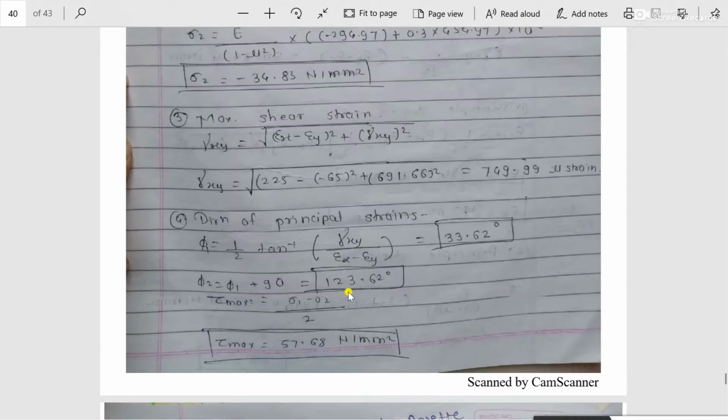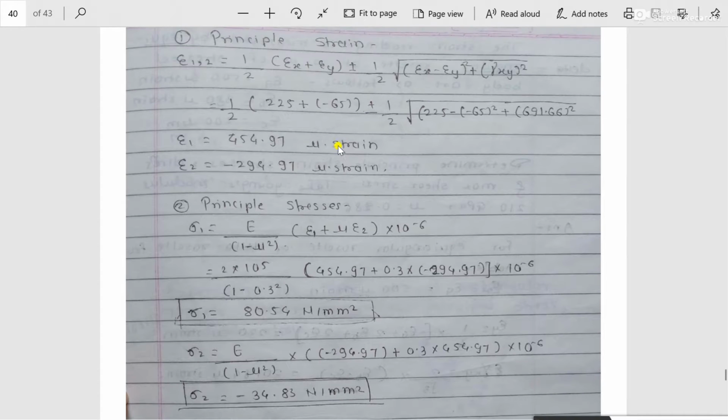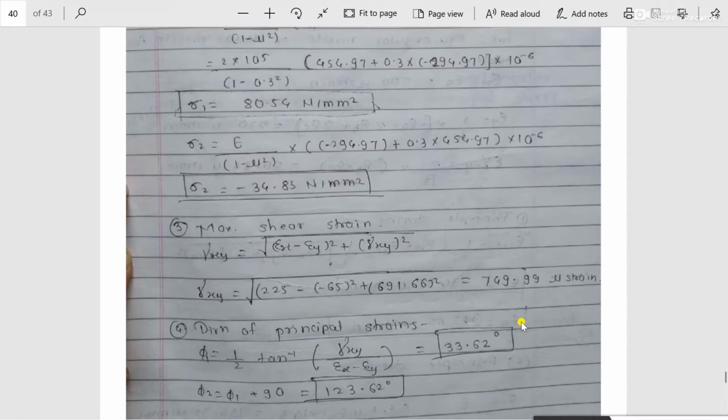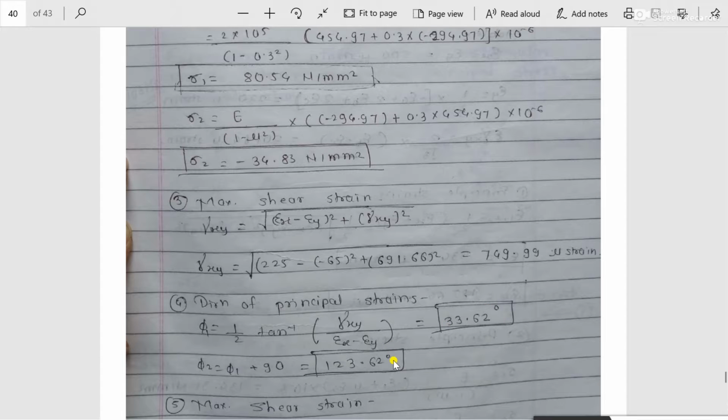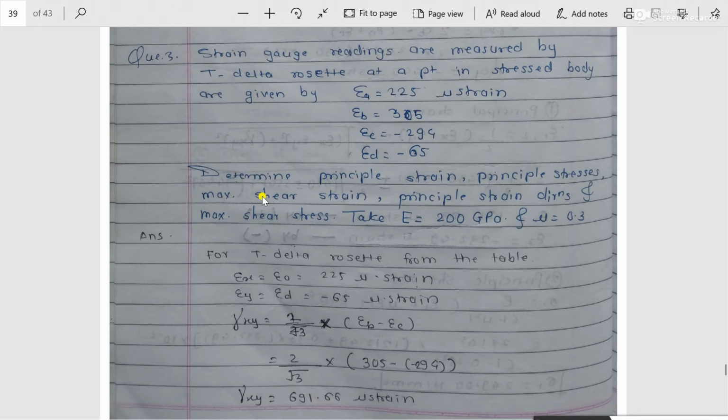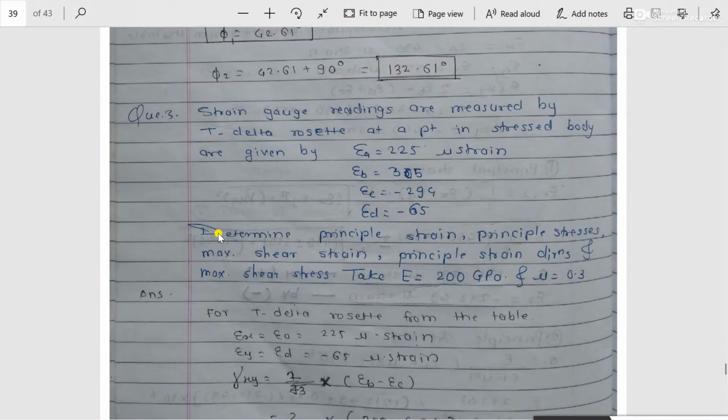But whatever the strain values are, they are available in the form of microstrain, and the stress values are available in the form of Newton per mm square, and directions are available in the form of degrees. So same parameters we have to calculate for all the three types of Rosette. But once again I am telling you, in the statement, first of all we have to identify for which Rosette the statement is given.